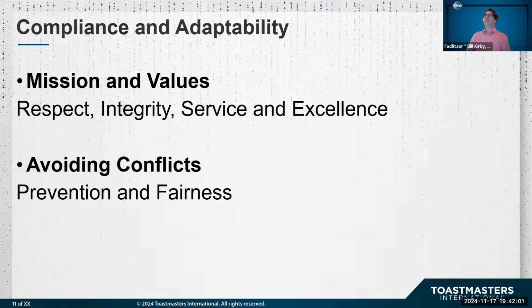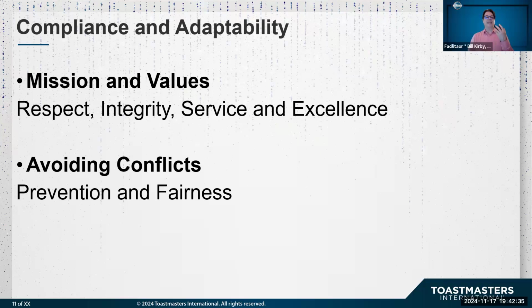Okay. Compliance and adaptability. Well, mission and values. I'm not going to cite the Toastmasters mission and vision, but our core values are respect, integrity, service, and excellence. If all members embody those four things, often referred to as RISE, even though these are not in the order that we see them in the governing documents, I like the RISE acronym here.